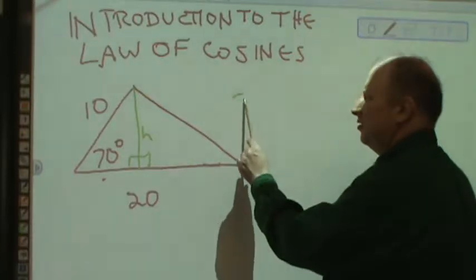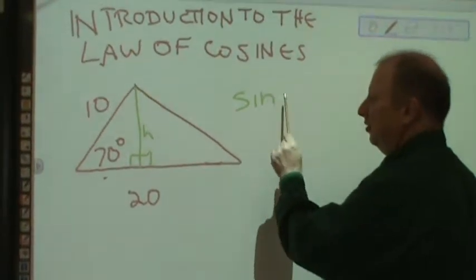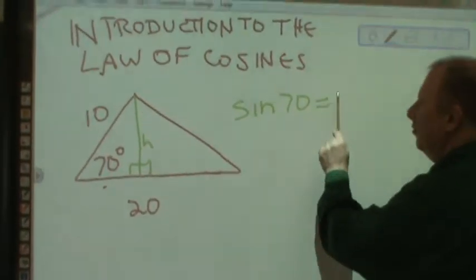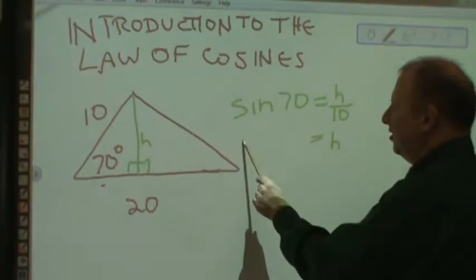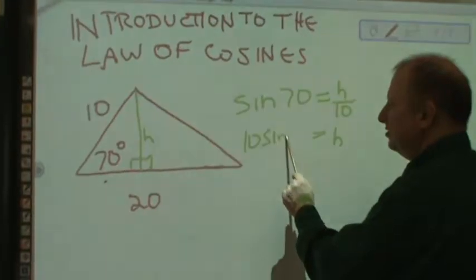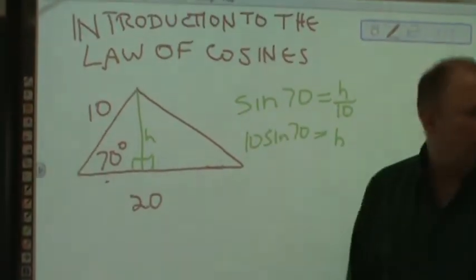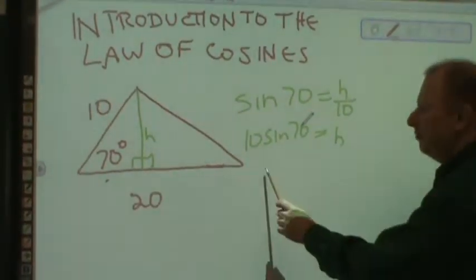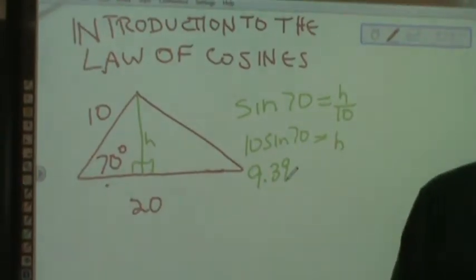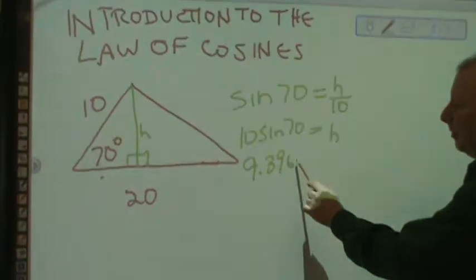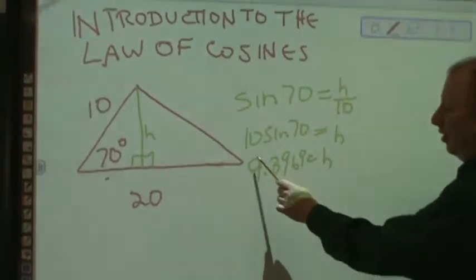I might say the sine of 70 is equal to h over 10. And of course, h is equal to 10 sine 70. Well, 10 sine 70 happens to be 9.3969. Okay, so that's part one.